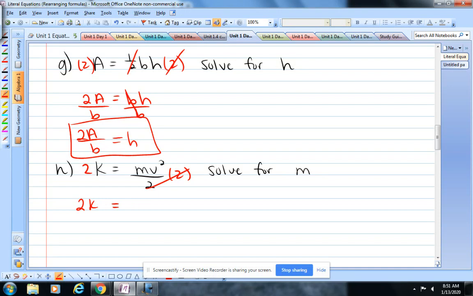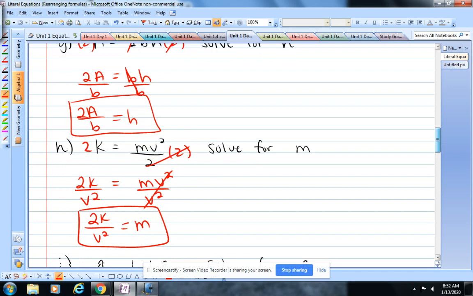So 2k equals, those 2s cancel, I'm left with mv squared. Do I take the square root? No, I don't, because I'm solving for m, not v. Yeah, y'all see that? So I'm solving for m. So how do I get rid of v squared? Divide by v squared. So I don't have to take the square root because I'm not solving for v. Y'all see that? You only have to take a square root if the square is on that letter that you're solving for. So I'm done. M's by itself. So 2k divided by v squared equals m. Does that make sense?